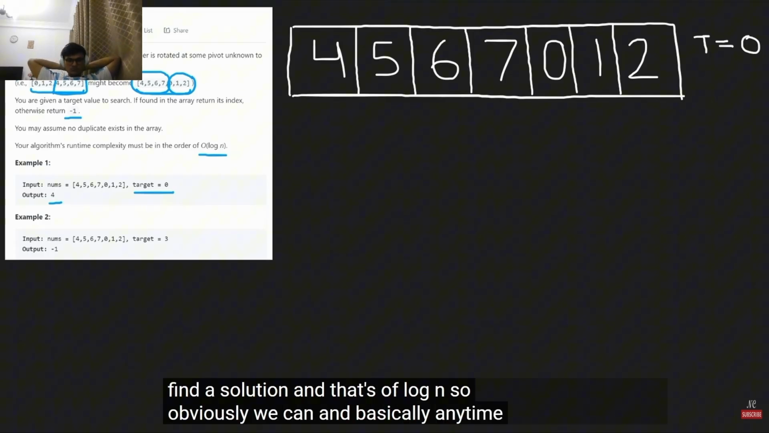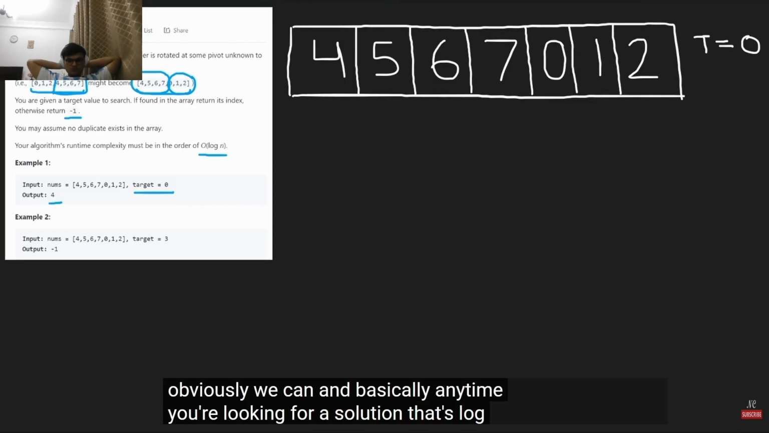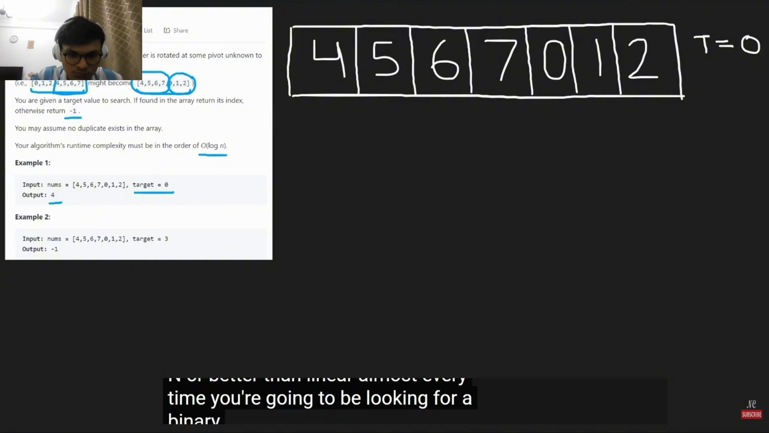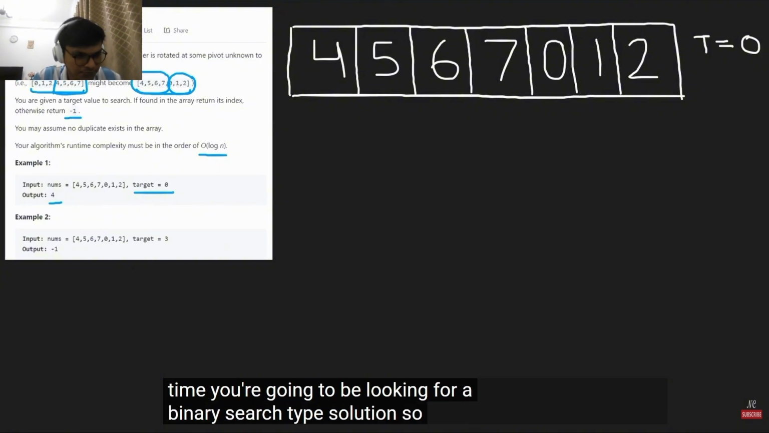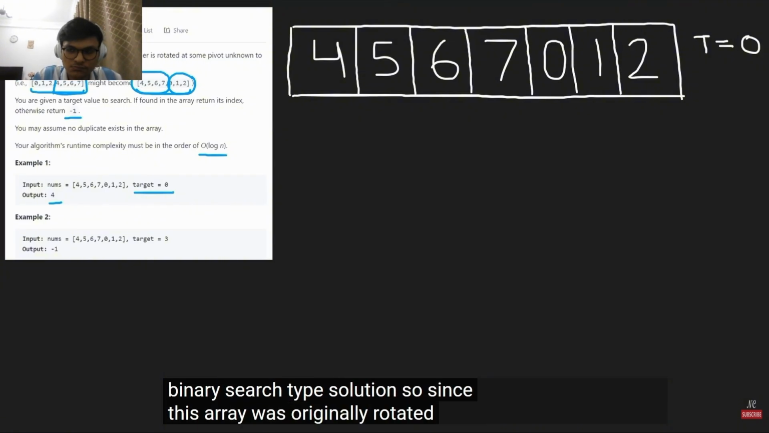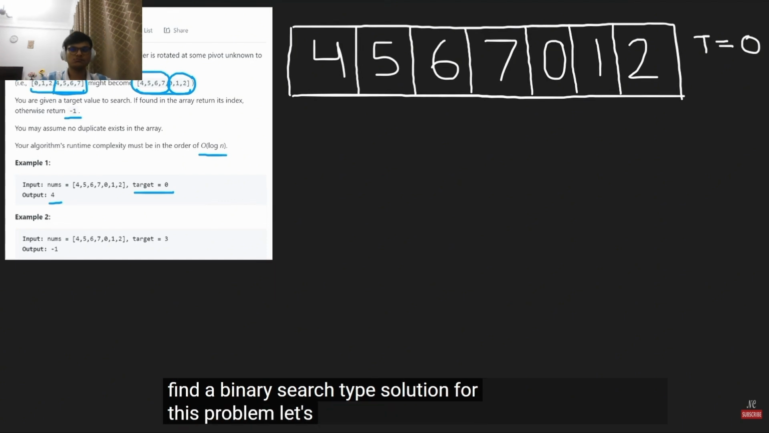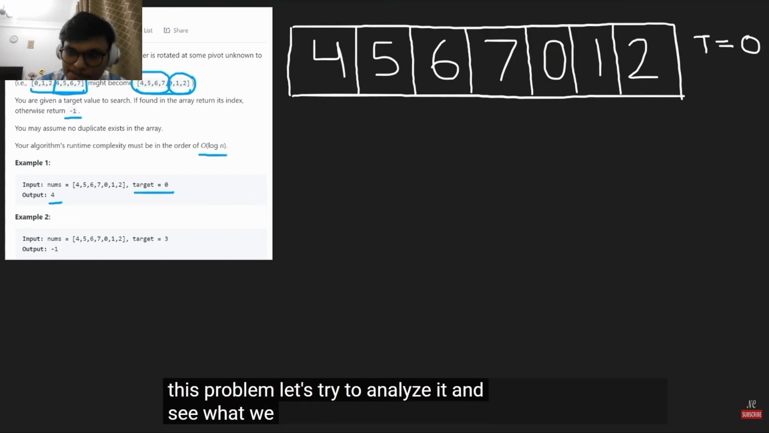And basically, anytime you're looking for a solution that's log n or better than linear, almost every time you're going to be looking for a binary search type solution. So since this array was originally sorted and then rotated, can we use that to our advantage to potentially find a binary search type solution for this problem? Let's try to analyze it and see what we can find.